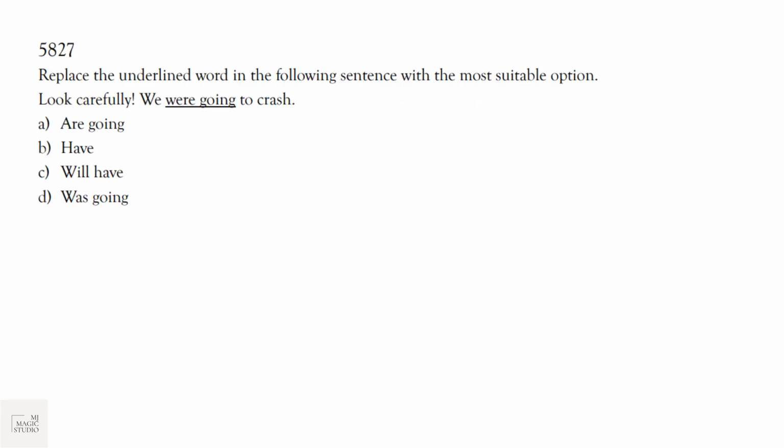Let's see the next one. Replace the underlined word in the following sentence with the most suitable option. Look carefully, we were going to crash. No, look carefully, we are going to crash if you are not going to look carefully. Option A should be the pick here.